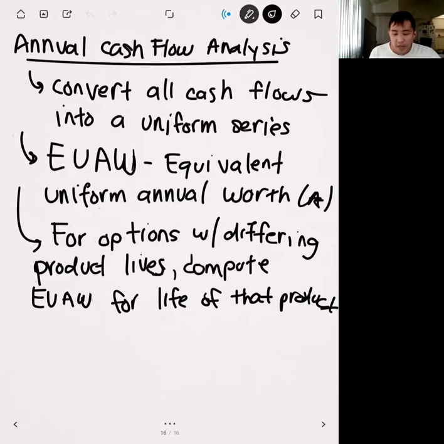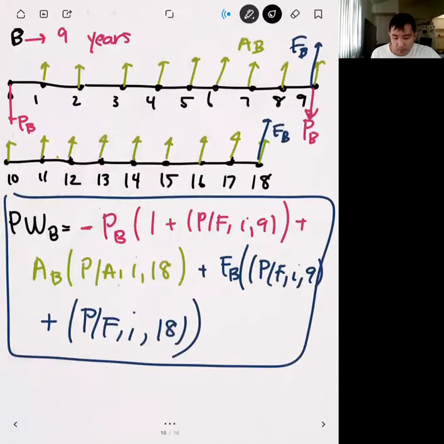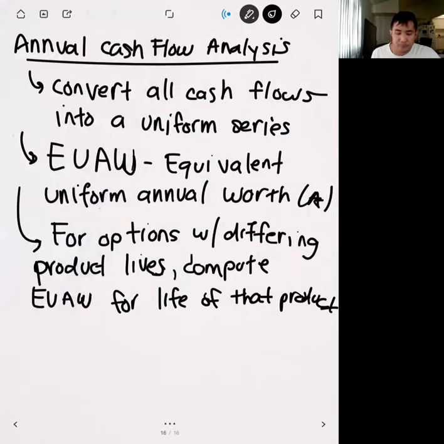So for cases like the previous example where you have different product lives, annual cash flow is a little bit easier to do. You don't have to extend the life and you don't have to find the least common multiple and buy replacements and all that stuff. As long as you can assume that you're going to buy replacements, annual cash flow is the way to go for this.